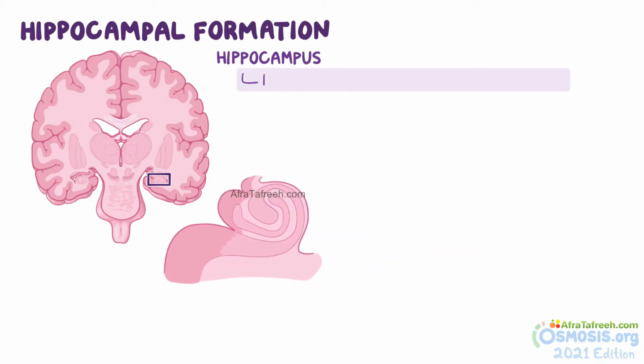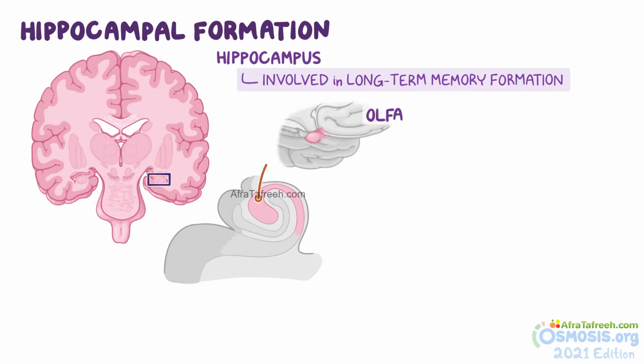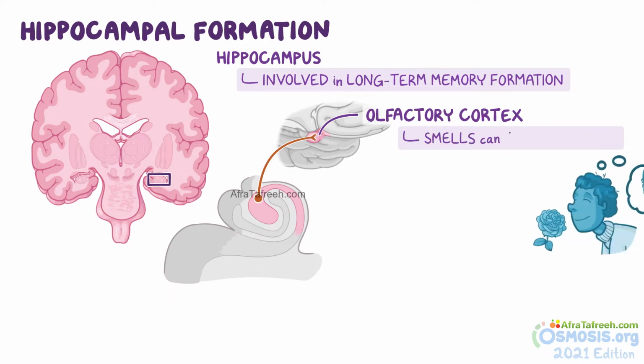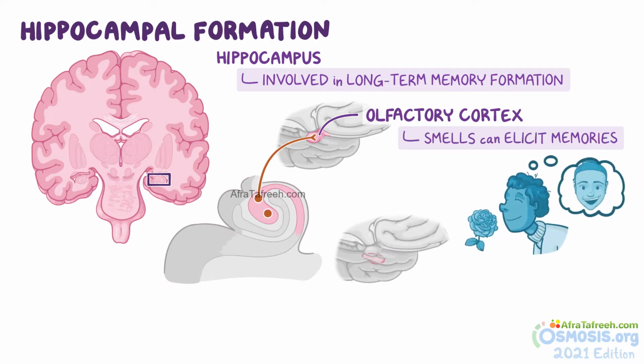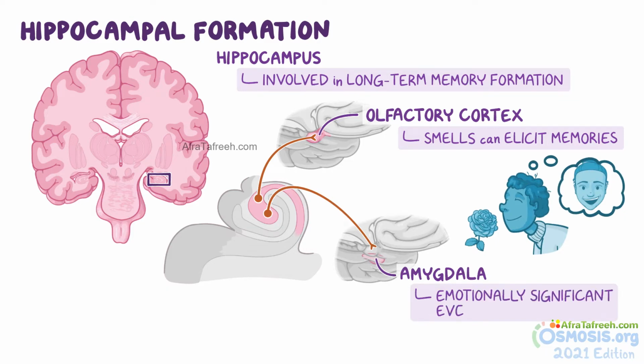The hippocampus is involved in long-term memory formation and helps decide what should be stored within the cerebral cortex as a memory. It has connections with the olfactory cortex, hence why smells can elicit memories very easily, and also connections with the amygdala to remember emotionally significant events.